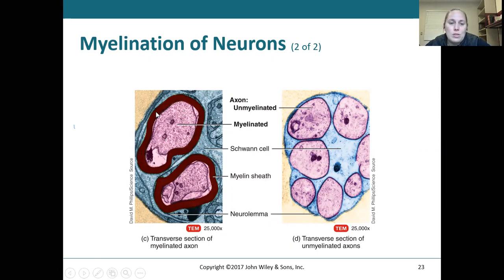Here you can see the Schwann cell surrounding it. Neurolemma, again, not a super important word that you'll need to know. But again, I think it's just showing you that nice myelination around the axon. Just an example, nice covering surrounding that axon.